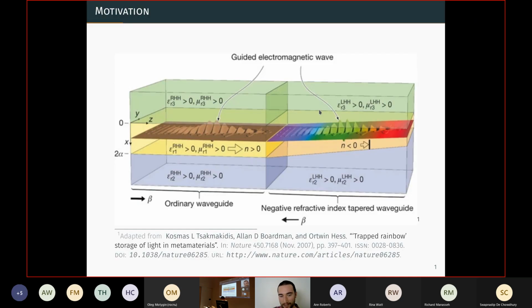So this is one of the first places where this phenomenon was discussed, and that's in the field of optics. What you're seeing here is, on the left, an ordinary waveguide, and on the right, a tapered metamaterial waveguide with some graded chemical properties. When you send in a broadband wave signal, it separates out into its frequency components, and in particular, low frequency waves are going to propagate further than high frequency waves.